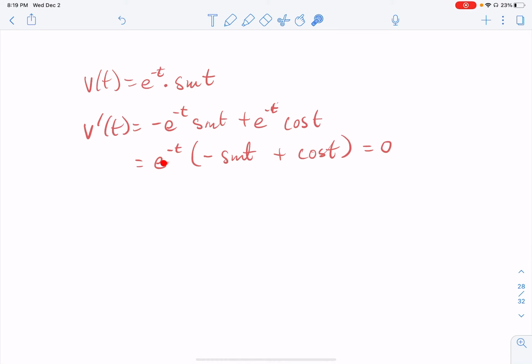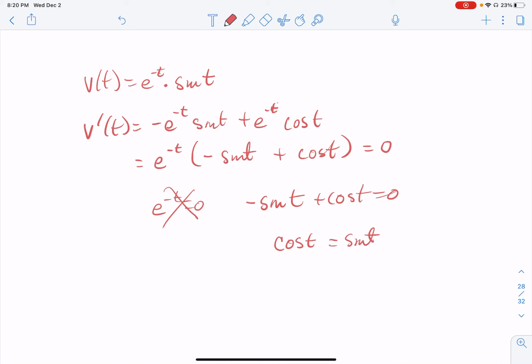So that means that either e to the negative t is equal to 0, or the other one. It can't be this one, because that's exponential. You've got yourself a horizontal asymptote at 0. Can't ever be 0. It's got to be this one. Negative sine t plus cosine t is equal to 0. Maybe separate them, add that sine t over. Cosine t is equal to sine t.